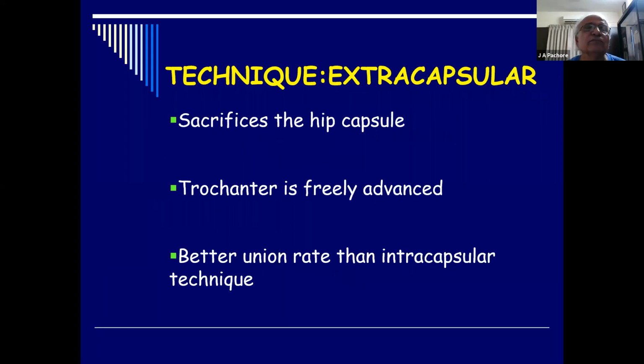So extracapsular, sacrifice the capsule. The trochanter is freely advanced, proximal, distal, wherever you want. Better union rate than the intracapsular. So what I normally do is the extracapsular. We detach the capsule also and lift the whole trochanter up so that you are able to expose in the front and superiorly. So the best is to do an extracapsular. The reason is you can mobilize the trochanter well. Even distalization becomes easier because you have released the capsule. You can move the trochanter wherever you want, and better union rate.